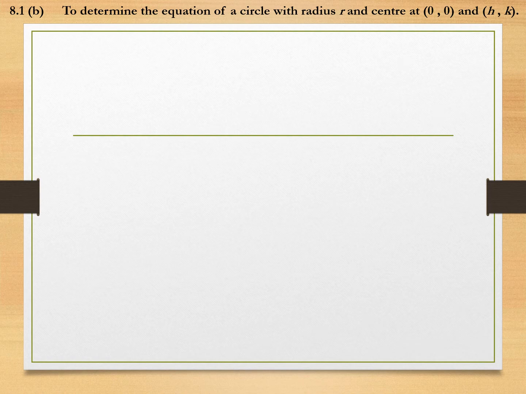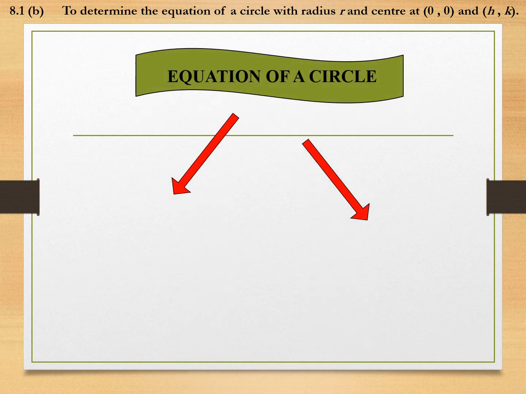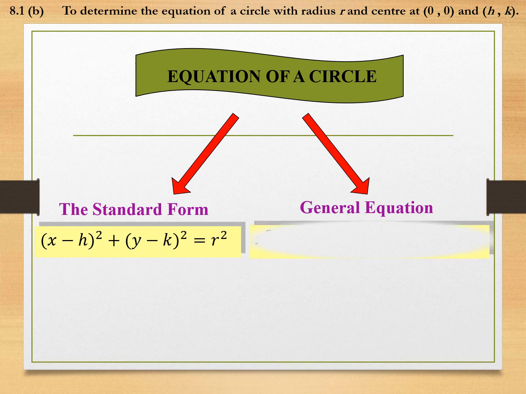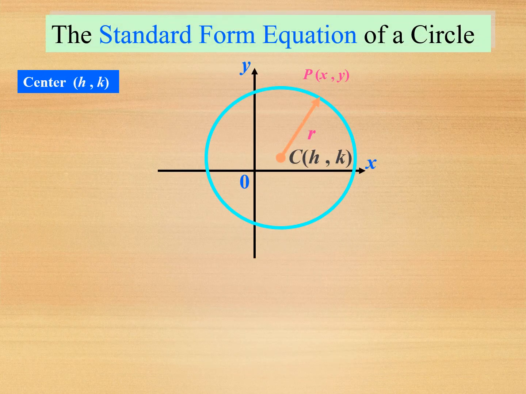To determine the equation of a circle with the radius r and center (0,0) and (h,k). Equation of a circle. There are two types of equation of a circle. One, the standard form. The other one is the general form. Okay, this is the standard form of a circle. Then the other one on the right hand side is the general equation of a circle, the extended form equation of a circle.